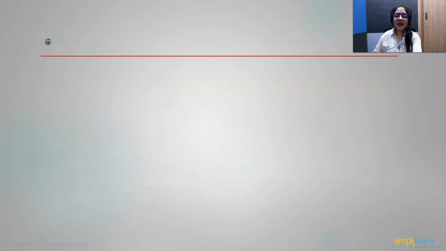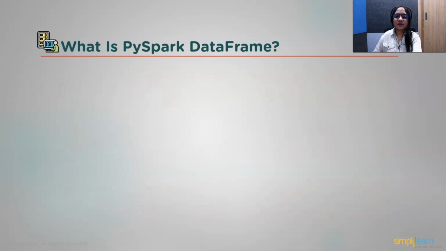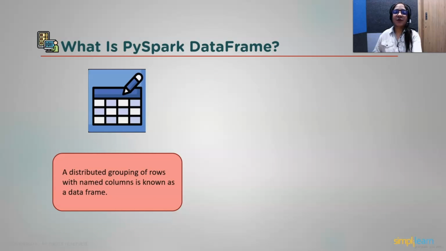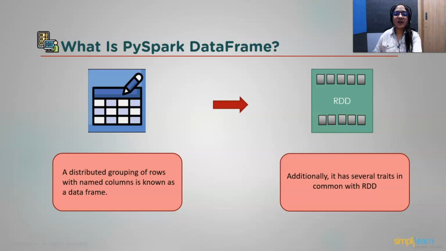With this, let's move on to our next topic now. That is, what is PySpark Dataframe? A distributed grouping of rows with named columns is known as a dataframe. In layman's terms, it is equivalent to an Excel sheet with column headers or a table in a relational database. It has several traits in common with RDD. We can create a data frame or RDD only once. We cannot modify it. After applying a transformation, a new data frame or RDD can be produced. In other words, a task is not carried out until an action is taken. Both the RDD and the data frame have a distributed design.